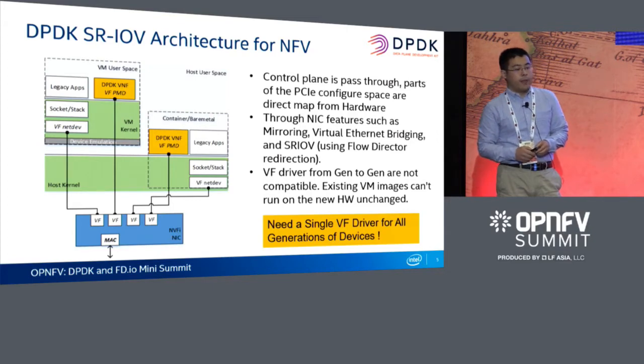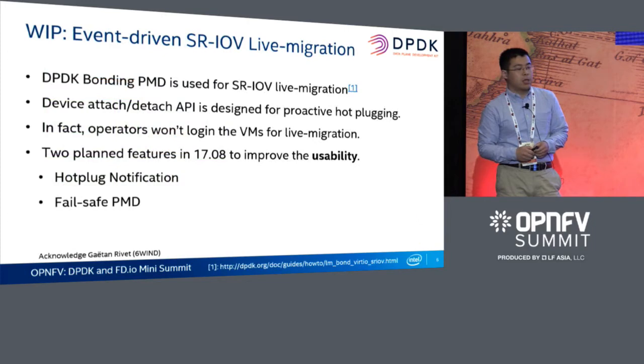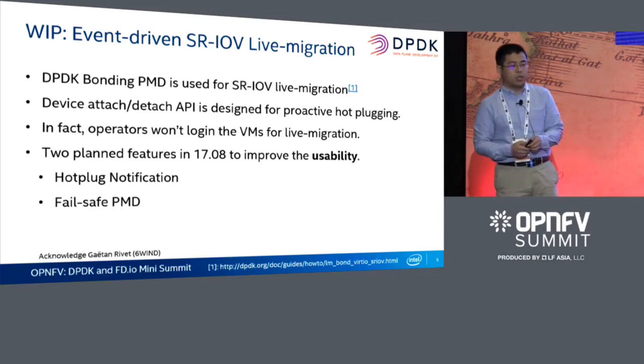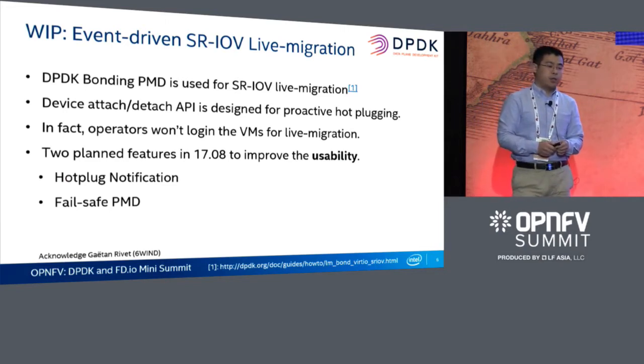That is hardware dependent, so we are trying to get Intel NICs to have this mode working. In terms of usability, there is another work in progress, which is to make a more user-friendly live migration. Today, the DPDK mode to support SR-IOV live migration is to have a bonding driver which binds the SR-IOV VF driver and also Virtio. During migration, the migration comes from the Virtio, so you unplug the device and replug it again on the destination side. The device attach and detach API is there, but that is a very proactive hot plug.